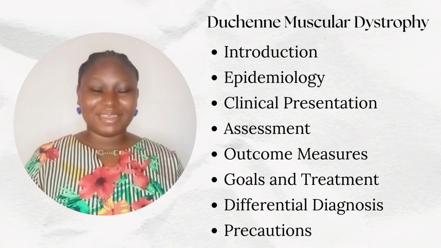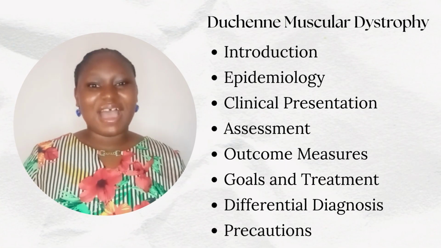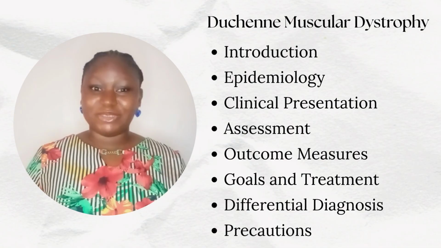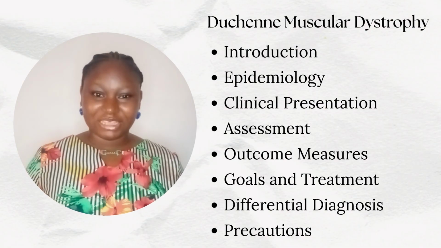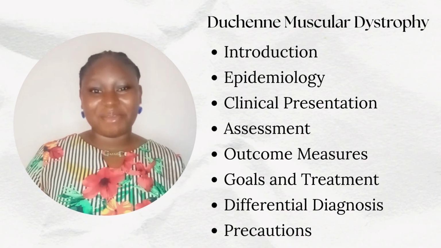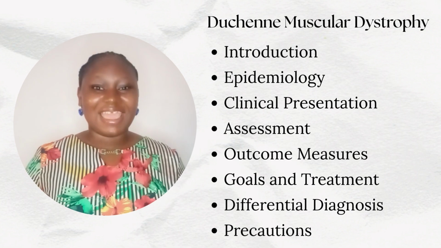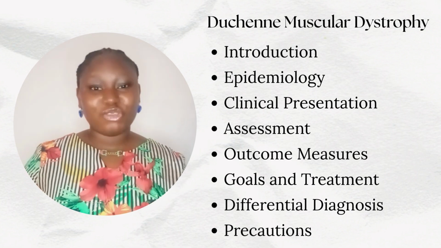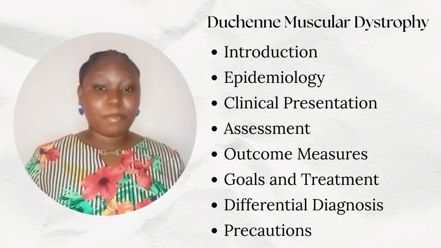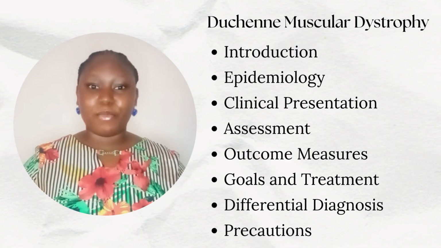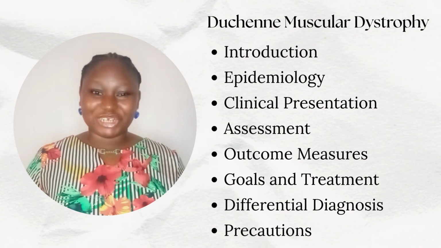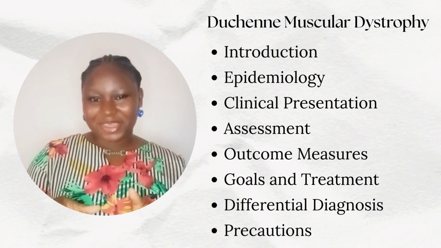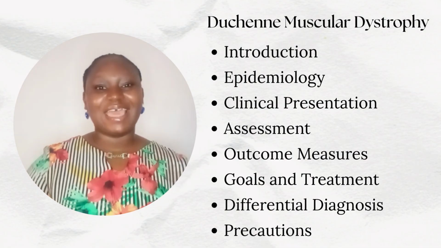Today's episode, we'll be talking about Duchenne Muscular Dystrophy, abbreviated as DMD. We'll talk about what it is, the population it affects the most, its clinical presentation, the physiotherapy assessment we carry out, the outcome measures for it, and the treatment approaches. We'll also touch on differential diagnosis, precautions during treatment, prognostic evaluation, and also any questions that you might have. So prepare your questions, drop them in the comment section, and let's go on.